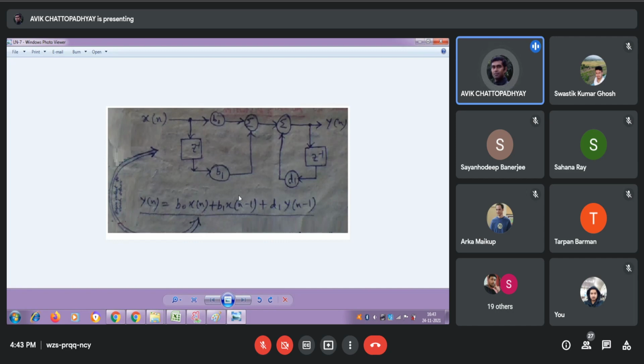It is a difference equation. Its counterpart in the continuous time domain will be simply the differentiation, and the summation will be the integration. So there you will get a differential equation. In discrete time you call it a difference equation, and there you will get the differential equation. So basically the concept is the same.